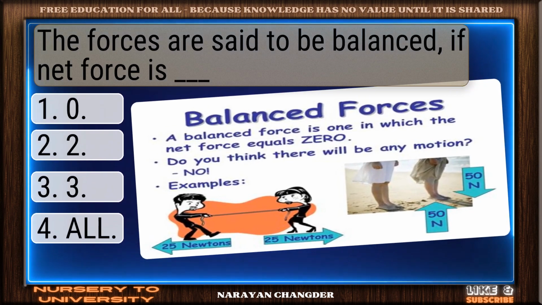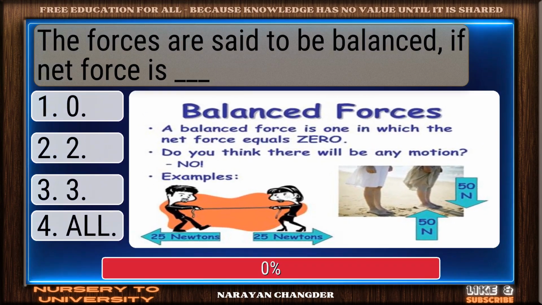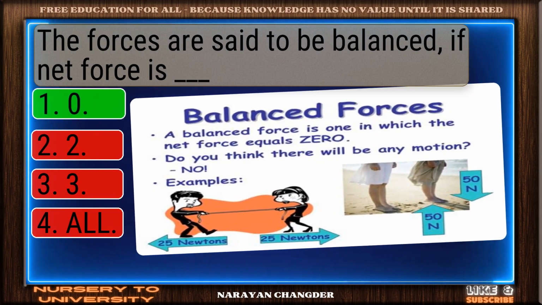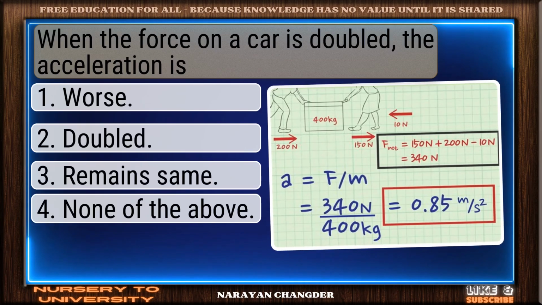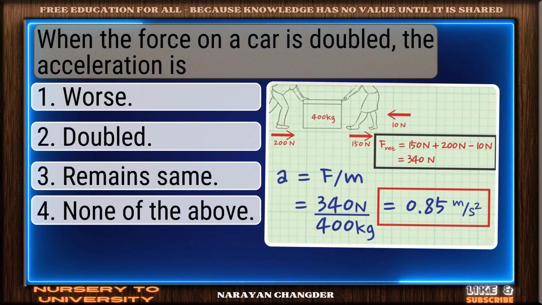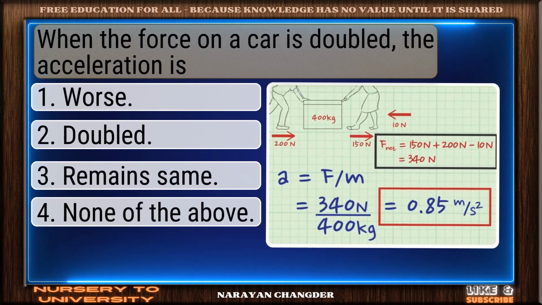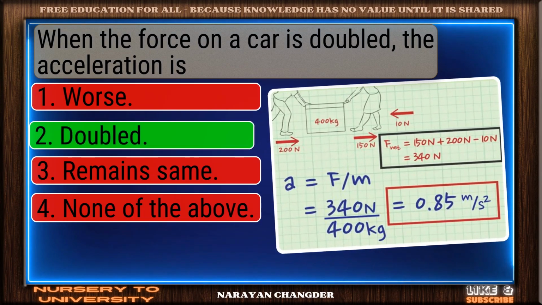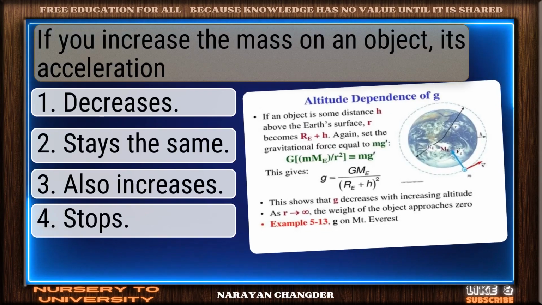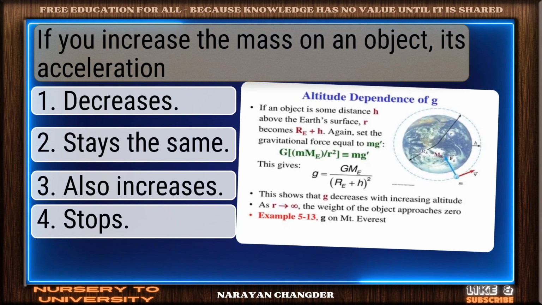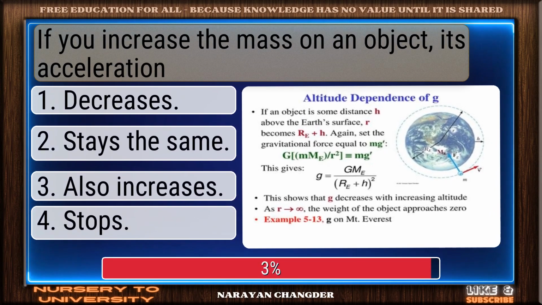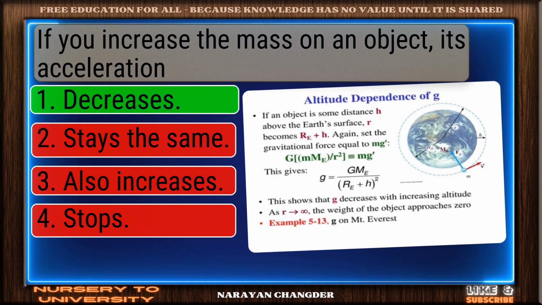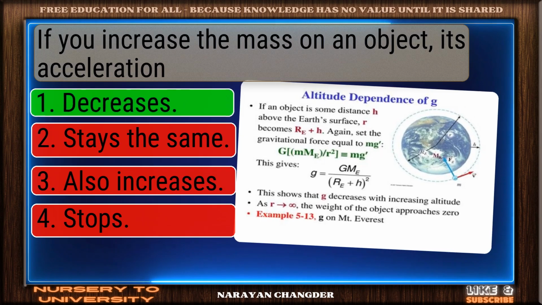Question number 169. The forces are said to be balanced if net force is dash. Well reasoned. Zero is the correct choice. Question number 170. When the force on a car is doubled, the acceleration is... Perfect. Doubled is the correct choice. Question number 171. If you increase the mass on an object, its acceleration... Great thinking. Decreases is the right choice.